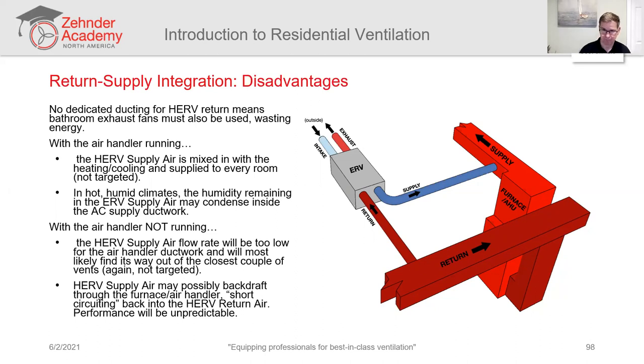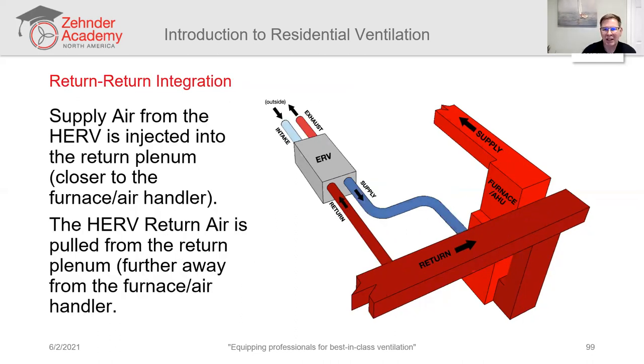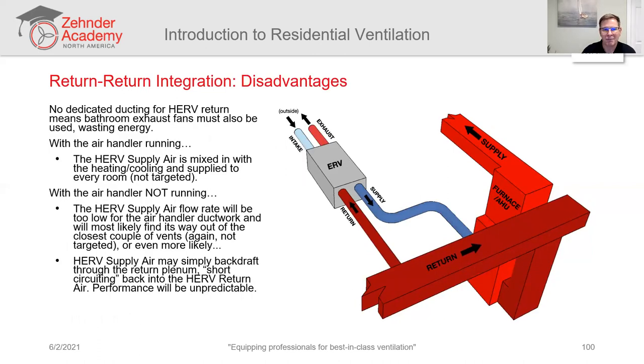Basically, when the air handler for the furnace is not operating and you don't have a backdraft damper, you could just be pulling air through the furnace, supply air from your ERV, and returning it in reverse through the furnace to your ERV. So you're really not distributing air at all in some cases. So that's just one of the added disadvantages in addition to the other disadvantages that we highlighted before. And then again, another variation on a theme where both the supply and the return from the ERV are ducted to the return duct from the air handler. And again, the disadvantages are very much like we saw before.